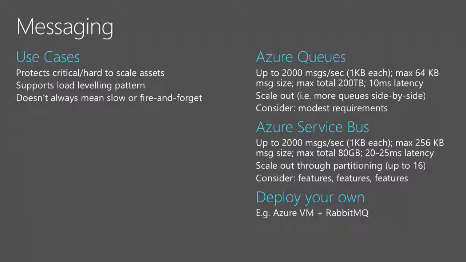So where we can, let's go and use asynchronous messaging, and that's going to protect some of those hard-to-scale dependencies. The thing to remember about asynchronous messaging is it doesn't need to mean that it's slow, right?